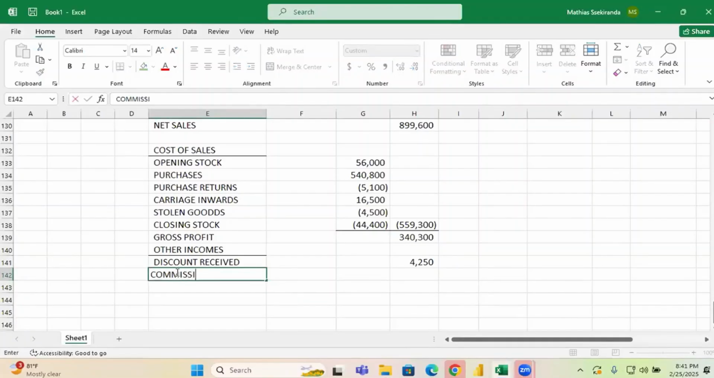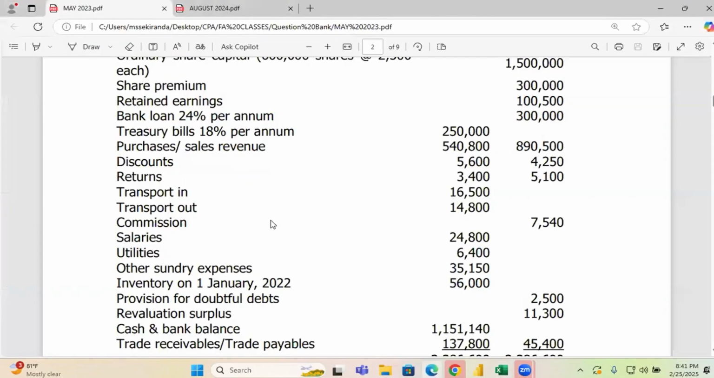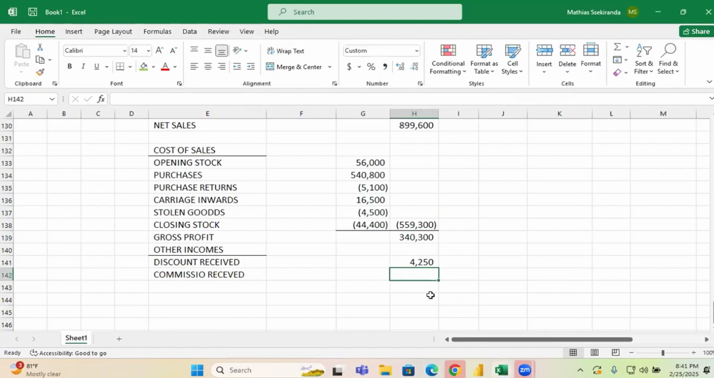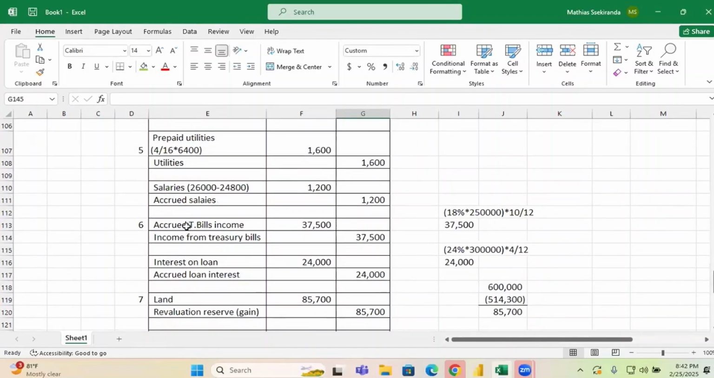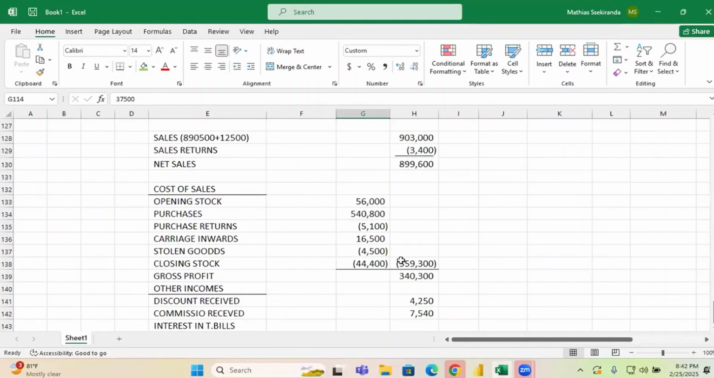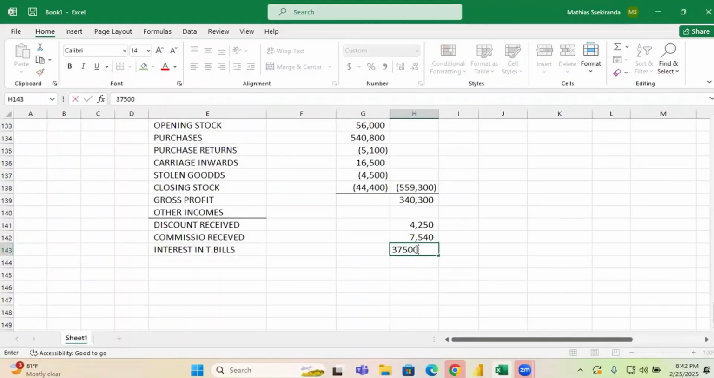I saw some commission received. Commission is 7,540. We have interest on treasury bills that we saw that were accrued, and it is 37,500, not number 6. So these were our other incomes.